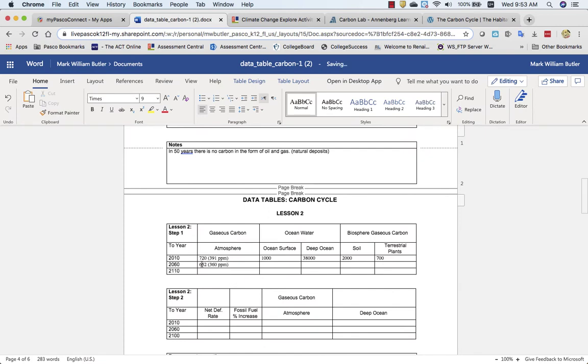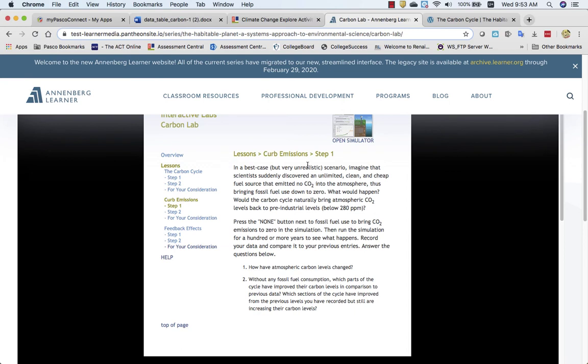All right, what do you notice? What's happening? We want you to do this for each one of these, running each year. And again, remember, we found this new fuel source that doesn't produce any carbon dioxide, and we're wondering if naturally the Earth would return the amount of carbon dioxide in the atmosphere to below pre-industrial levels, that's before the industrial age, to levels below 280 parts per million.